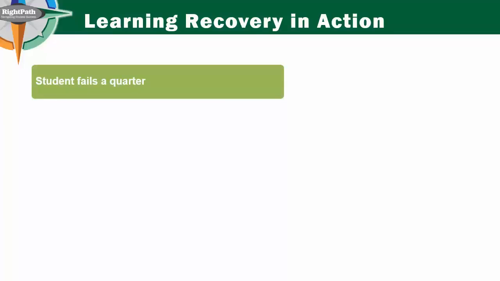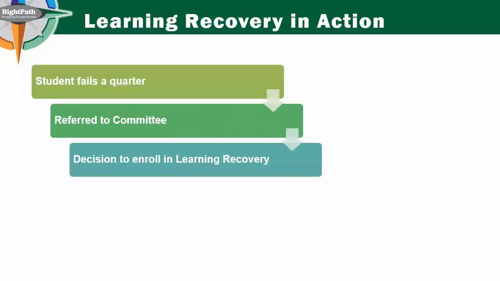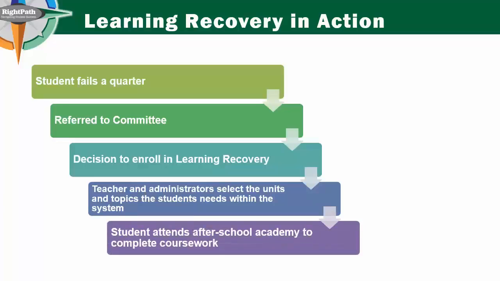First, the student fails a quarter. The student will then be referred to a committee, where they will make the decision to enroll the student in a learning recovery program. The teacher and/or administrator select the units and topics the student will need in the system. The student then attends an after-school academy or replaces a study hall period with a learning recovery period to complete the coursework, keeping him or her on track with their peers.